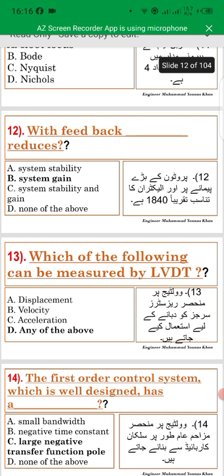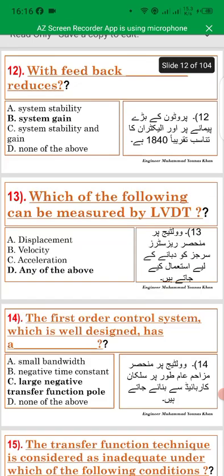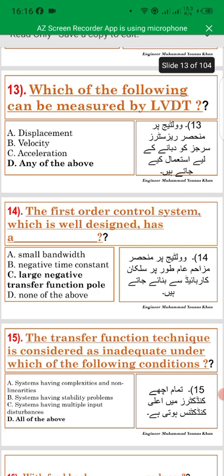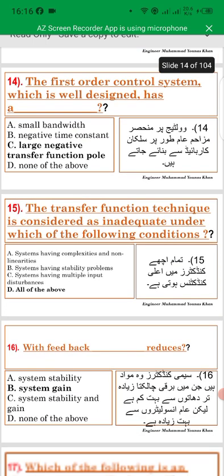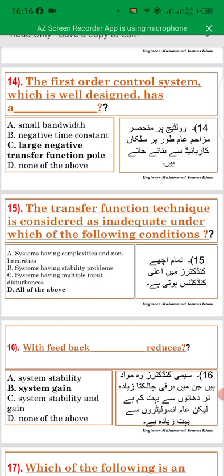Which of the following can be made by LVDT? Displacement, velocity, acceleration, any of the above. The first order control system which is well designed has a large negative transfer function pole. The transfer function technique is considered as inadequate under which of the following conditions: system having complexities and non-linearities, system having stability problems, system having multiple input disturbance, all of the above.